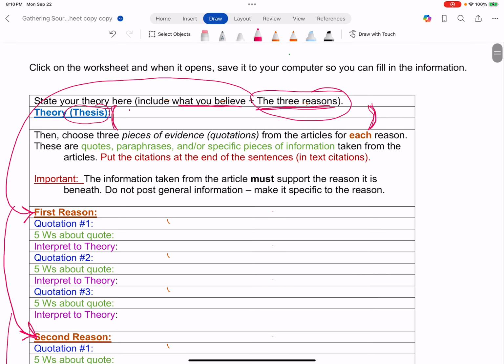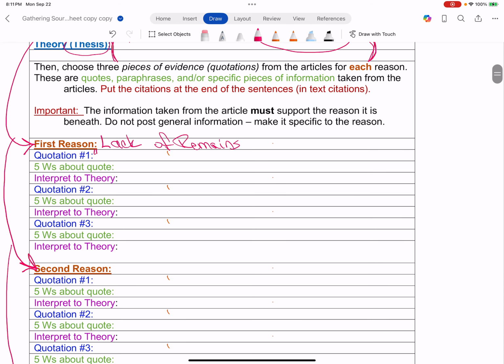So if your reason up here is the Sauter children were not in the house because of lack of remains, let's say lack of remains was one of them. Then the first quote should have something to do with the lack of remains, how you're proving that there were no remains in the house. You're taking a quote from one of the articles proving it. So I have a quote. Let's do that in a different color so you can see it. I have a quote here: "They did not find any bones or teeth in the ashes."